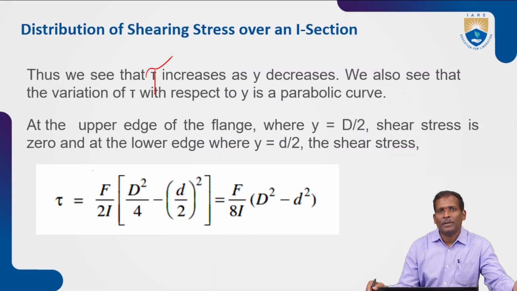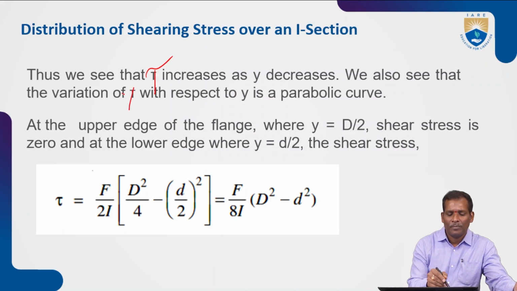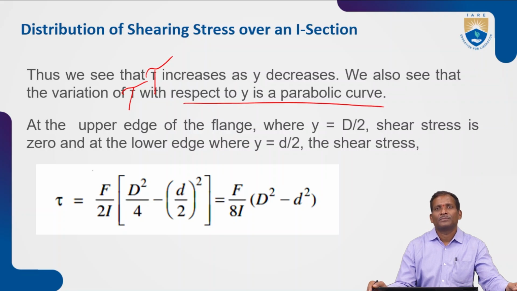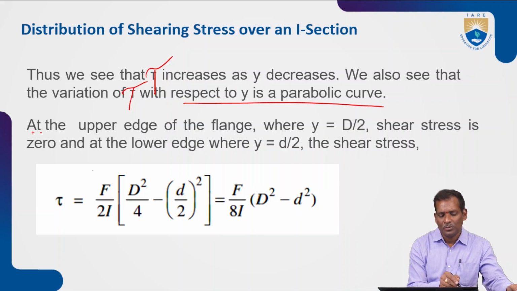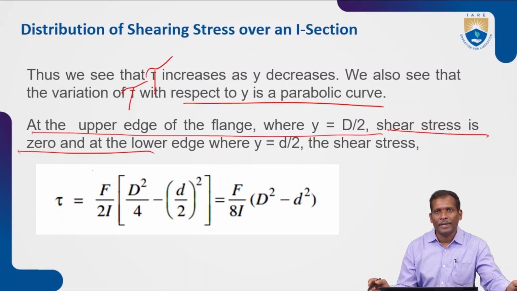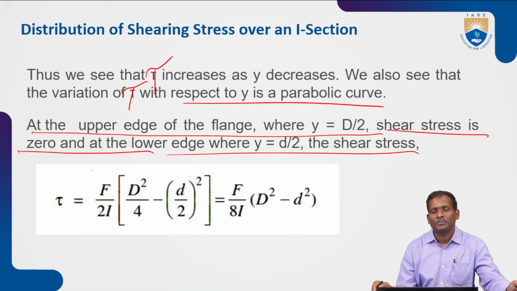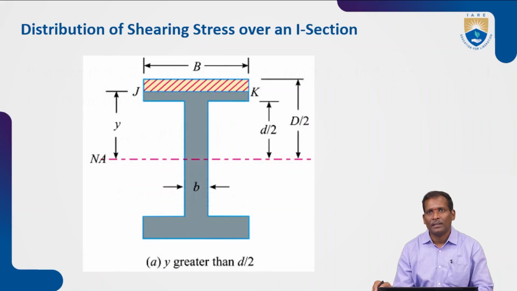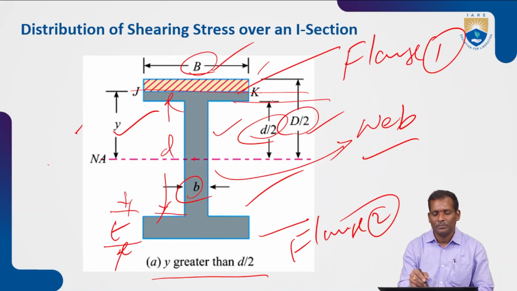We also see that the variation of tau with respect to y is a parabolic curve. So at the upper edge of the planes, where y is equal to D by 2, the shear stress is 0, and at the lower edge, where y is equal to small d by 2. The lower edge is small d by 2 and the upper edge is capital D by 2.